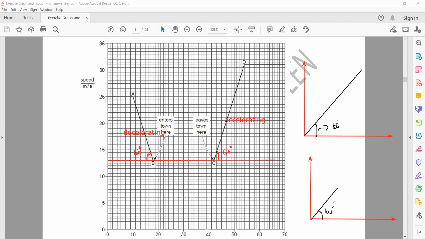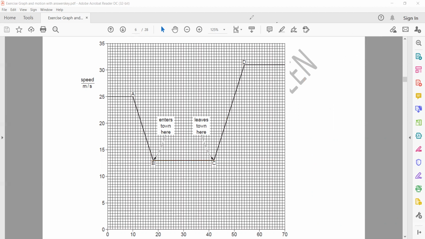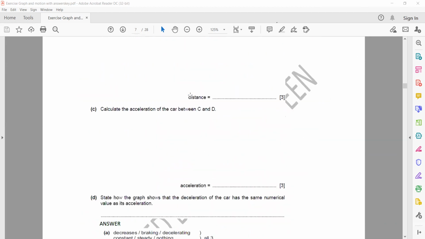So when the angles of a graphical line are the same, we say that they have the same slope. Same slope does not mean the lengths are the same, it means the angles are the same. So if two lines have the same angle, we say they have the same slopes as well. So in the question they were asking how you can say that acceleration and deceleration have the same numerical value. Because if they have the same angle, then the acceleration and deceleration will have the same numerical values. Is it clear?